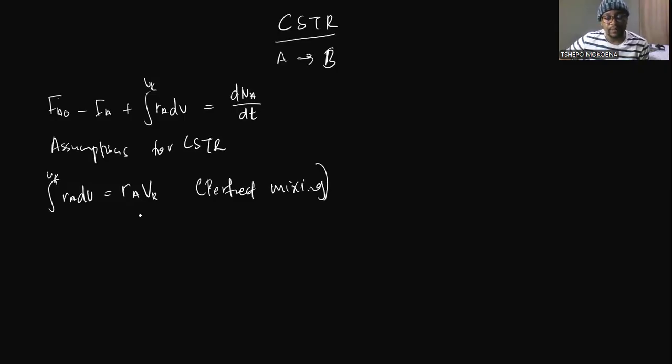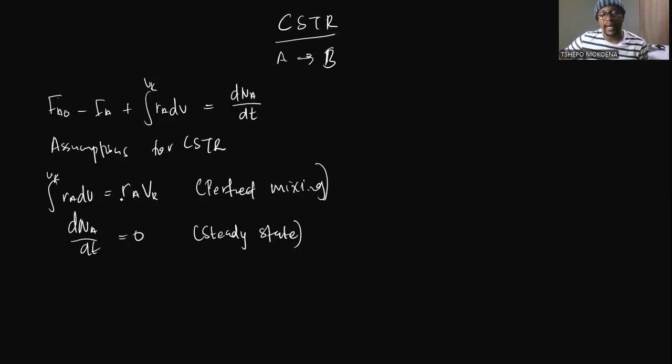Another assumption is that dN sub A divided by dt will be equal to 0. Here it's a new thing: we are talking about the steady state. There is no change whatsoever in concentration, temperature or pressure with time. That's why we say we have a steady state. In terms of accumulation, it's 0 in this type of tank.